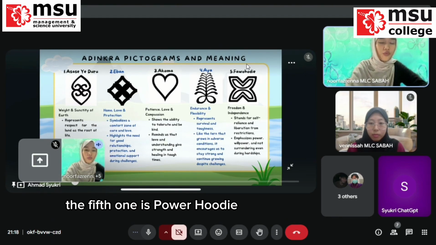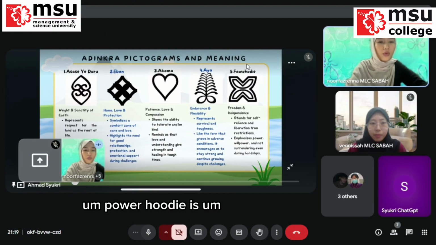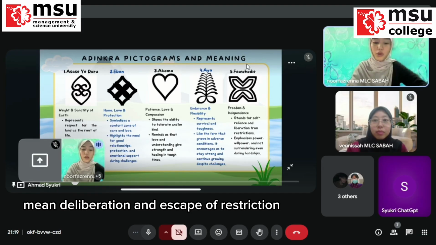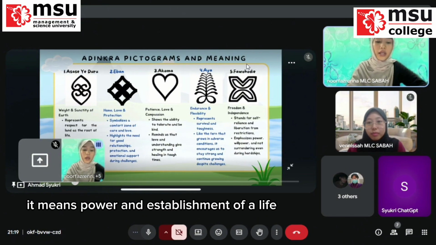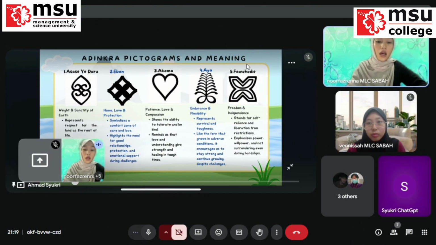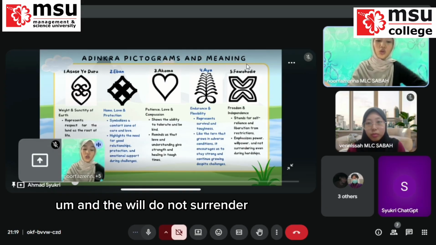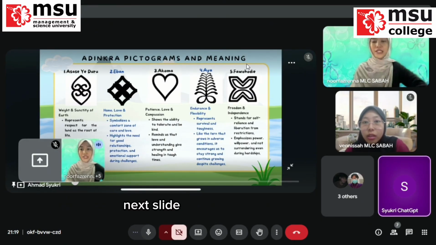The fifth one is Fawohodie, which is freedom and independence. Fawohodie means liberation and escape from restriction and inability to resist. It means power and establishment of a life built on hope and the will not to surrender even when facing every hardship and challenge. Next slide.